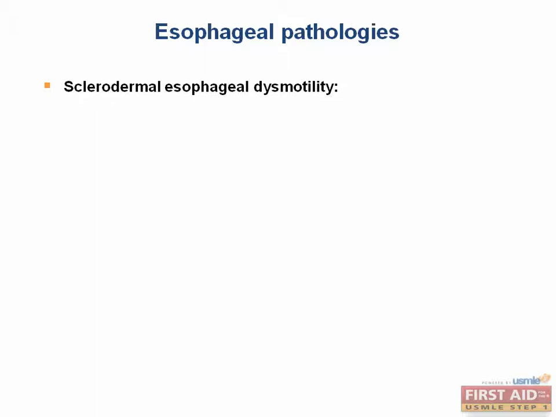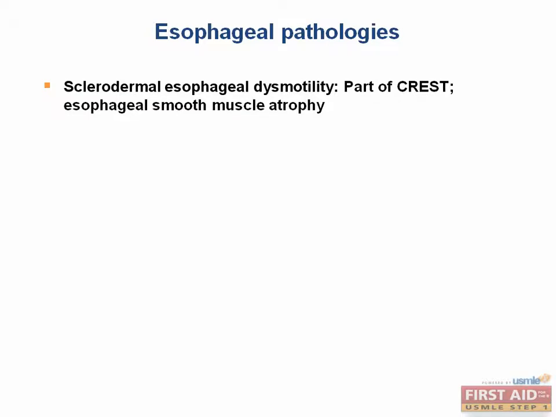Sclerodermal esophageal dysmotility is part of what syndrome? That's right, it's part of CREST syndrome. Sclerodermal esophageal dysmotility is a progressive motility dysphagia in which there is smooth muscle atrophy. A decrease in the lower esophageal sphincter pressure and dysmotility causes acid reflux and dysphagia.